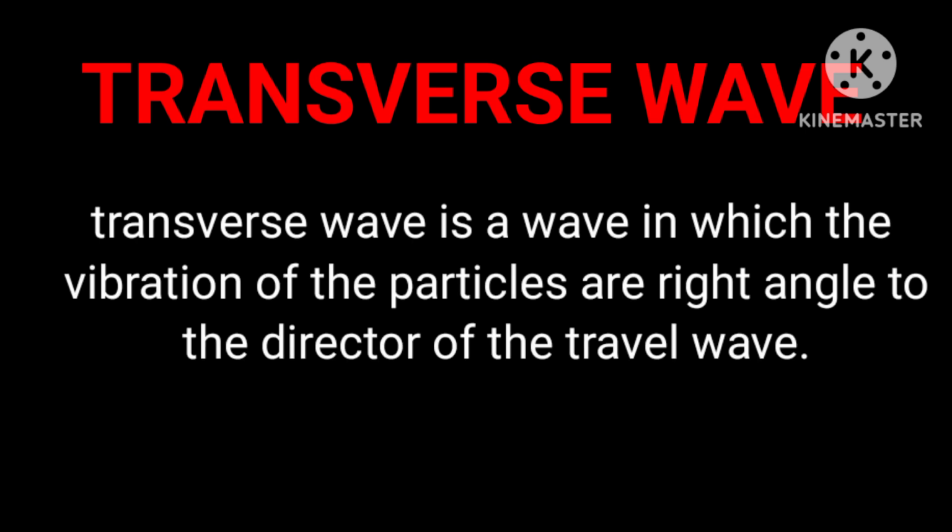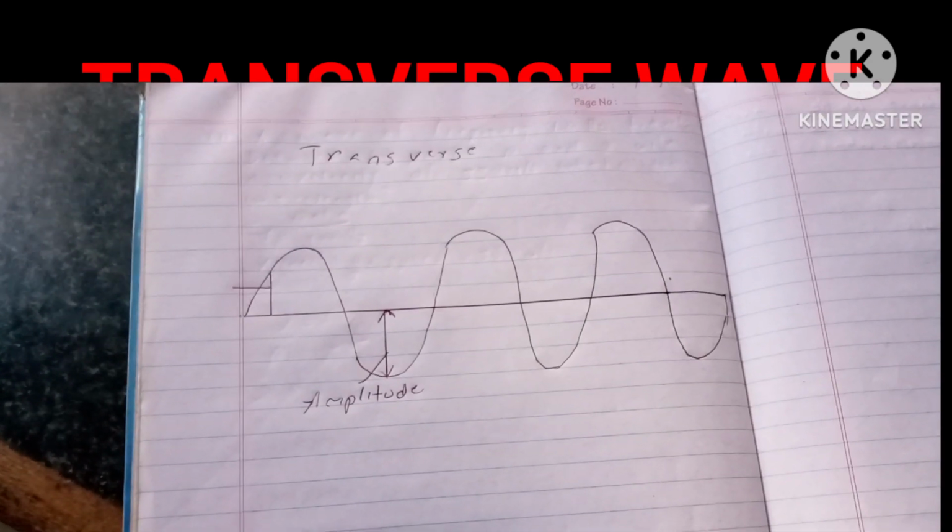We have two types of waves in short. There is transverse wave and longitudinal wave. So I'll start by explaining transverse wave first and I'll make a video for easy understanding. So transverse wave by definition, we are going to define. Transverse wave is a wave in which the vibration of the particles are at right angles to the direction of the travel of the wave. So guys, this is a transverse wave.